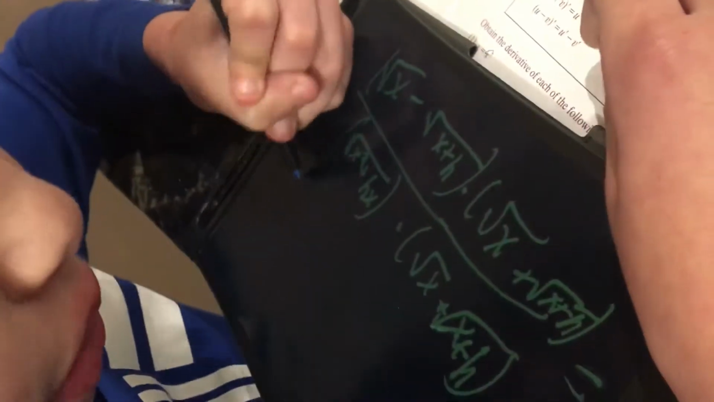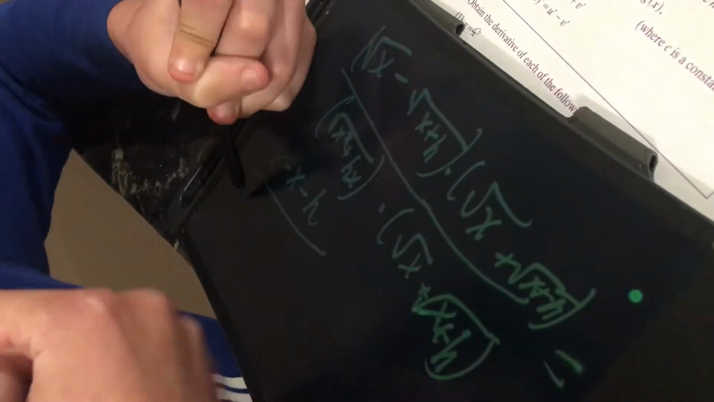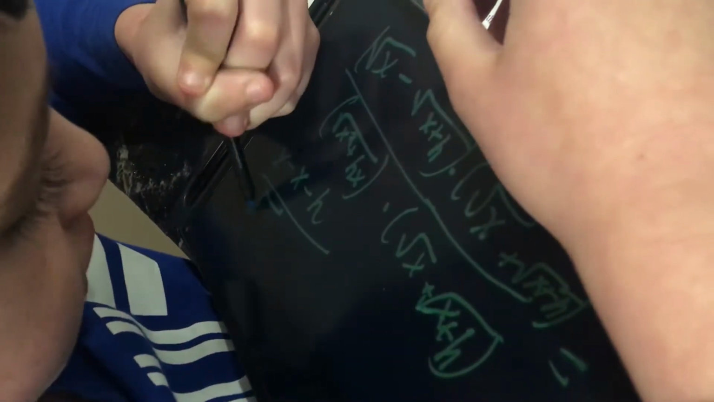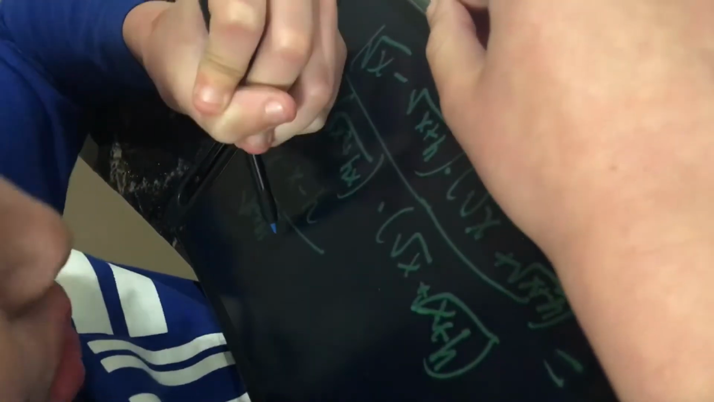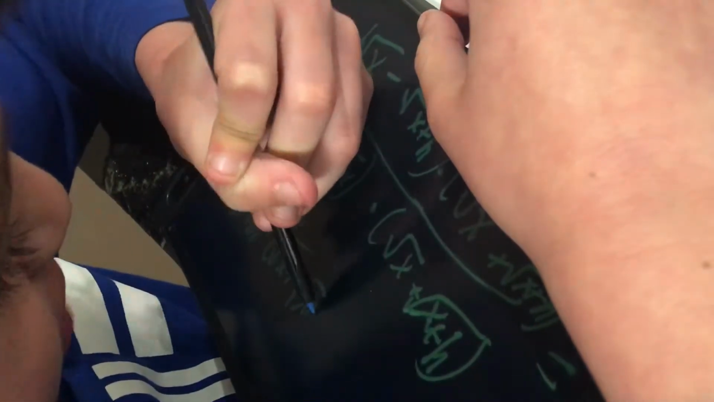Can't forget the square root. I'm gonna get square root of x minus square root of x plus h over square root of x squared plus hx times square root of x plus square root of x plus h. Now these will cancel. So eventually, we get to this value.